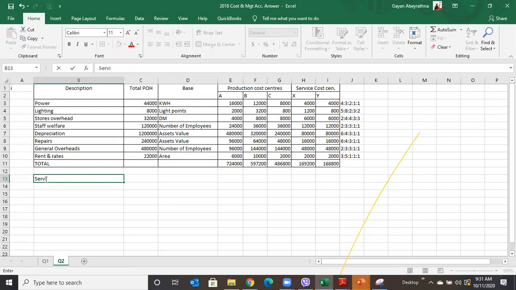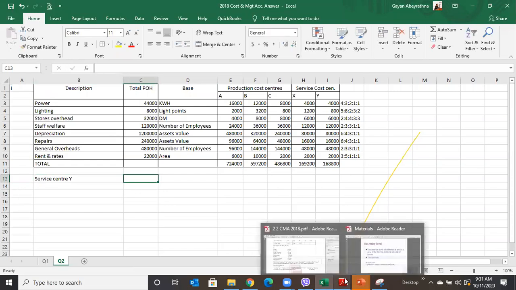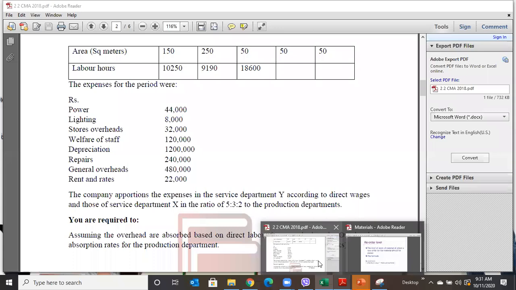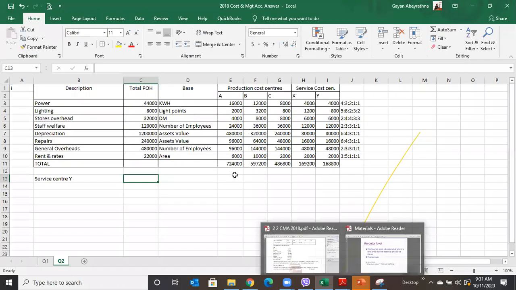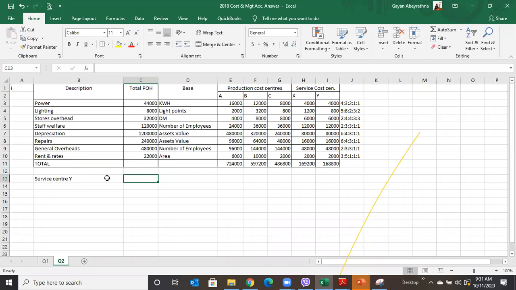Now it's saying service center Y should be distributed their overheads according to the ratio of direct wages. Okay, then direct wages, how much? Tell me the ratio.